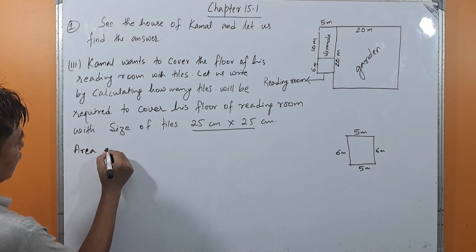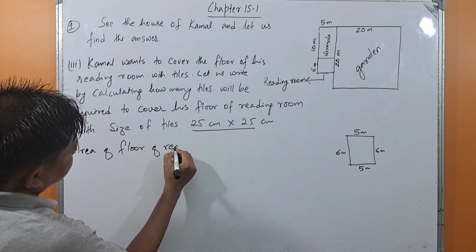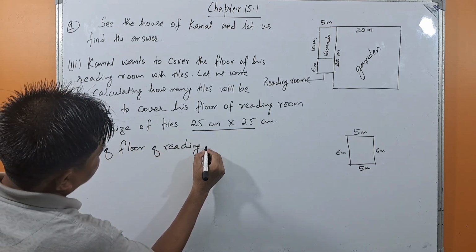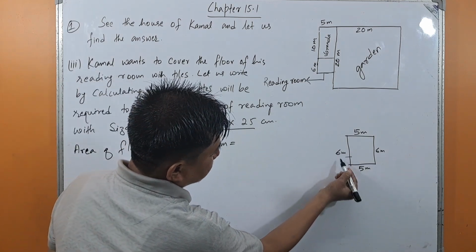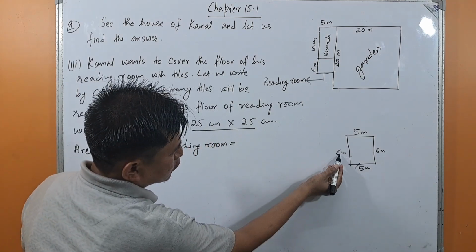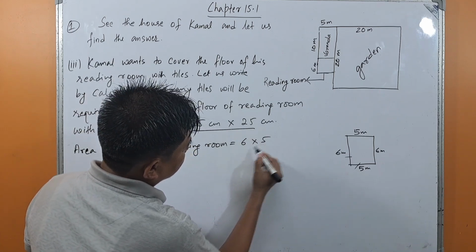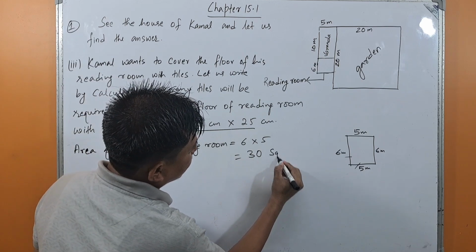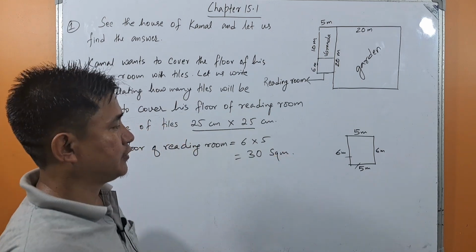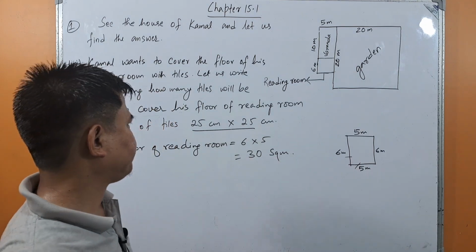Area of the floor of the reading room is equal to, we simply multiply the adjacent sides, isn't it? So 6 into 5. This will give us 6 5s are 30 square meter. The area of the floor of the reading room is 30 square meter.